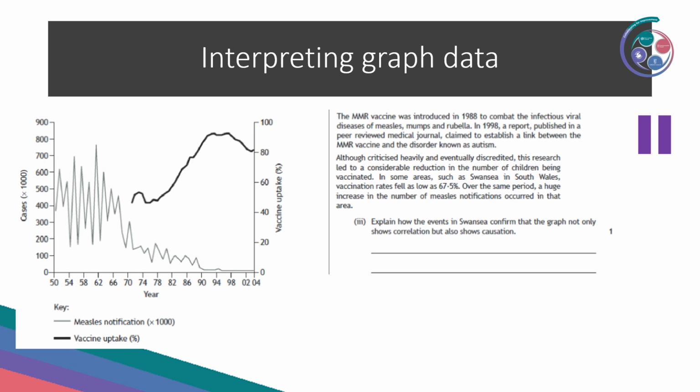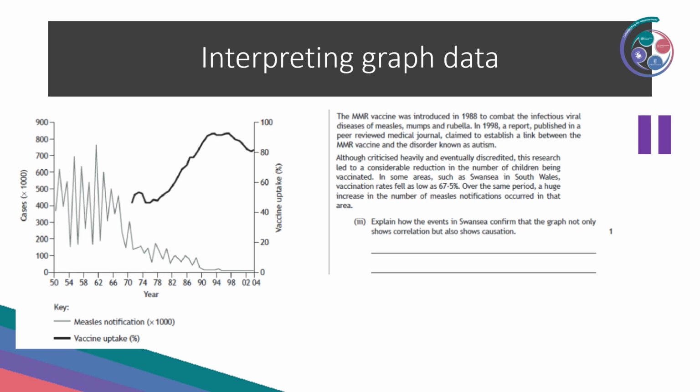And we can see that our measles notification times 1,000, or our cases, is this kind of thinner line, the one that's the kind of jaggy line as well. On the other side, we can see the vaccine uptake percentage, and we can see that this is the solid line in this situation here, and it's in percentage. So on one side of our graph, we have got times 1,000 cases, and then on the other side of our graph, we can see that we've got percentage of people that are taking the vaccine for measles in this situation. So what I'd like you to do is I'd like you to have a go at this question here.